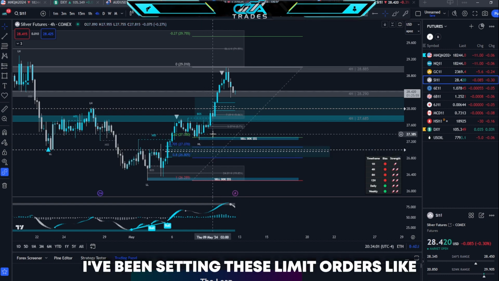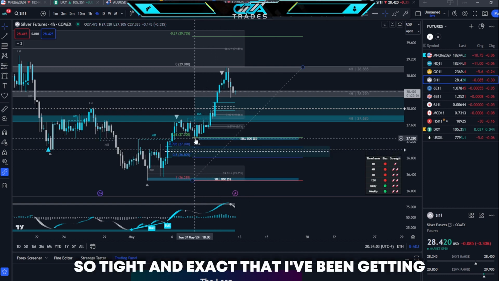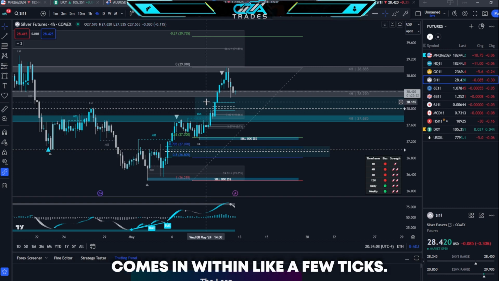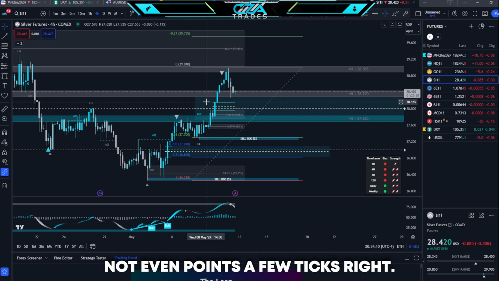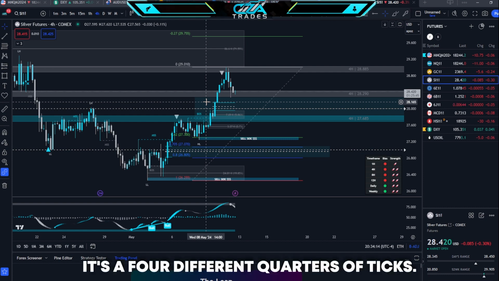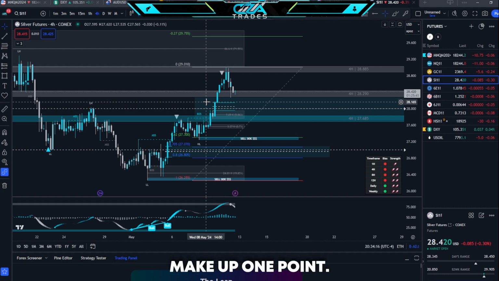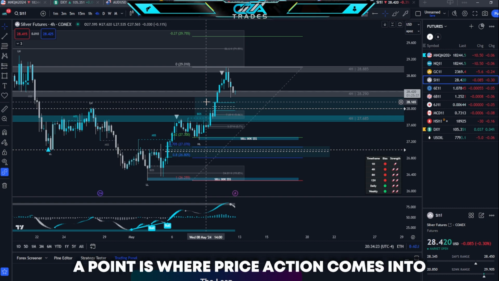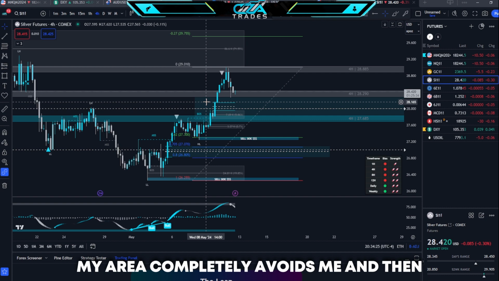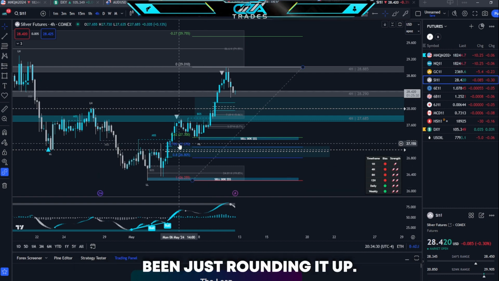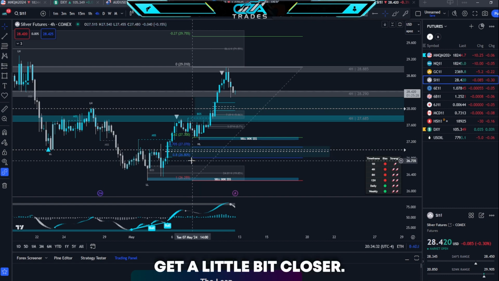I've been setting these limit orders so tight and exact that I've been getting completely ignored by some of this price action. Some of the price action comes in within a few ticks. Not even points, a few ticks, right? Four quarters of ticks make up 1 point. So a 0.25 or a 0.50 of a point is where price action comes into my area, completely avoids me, and then takes off in my direction. So that's why I've been just rounding it up, to get a little bit closer.